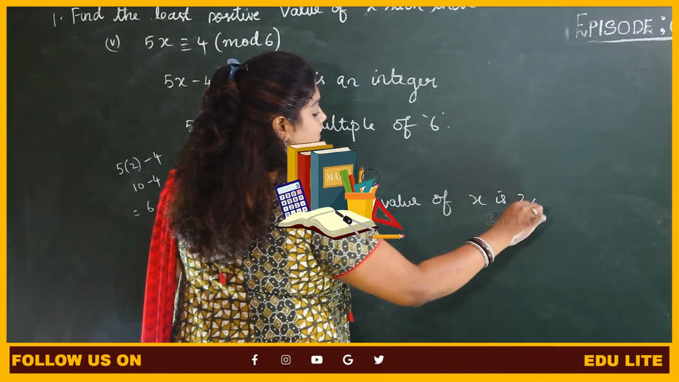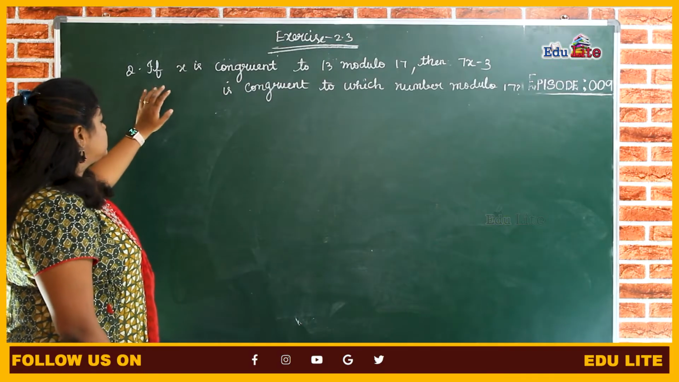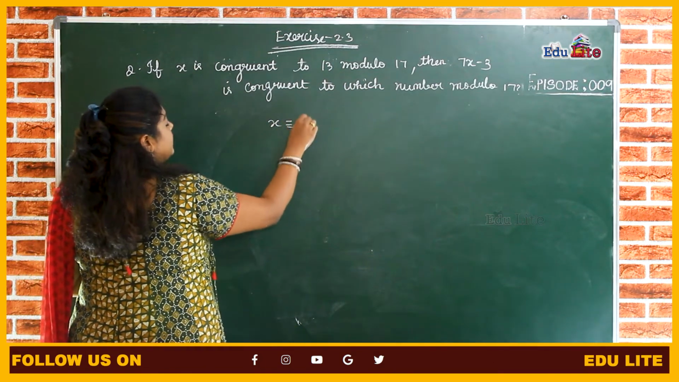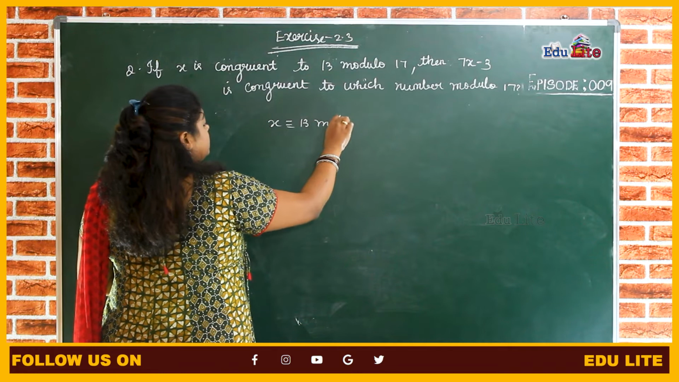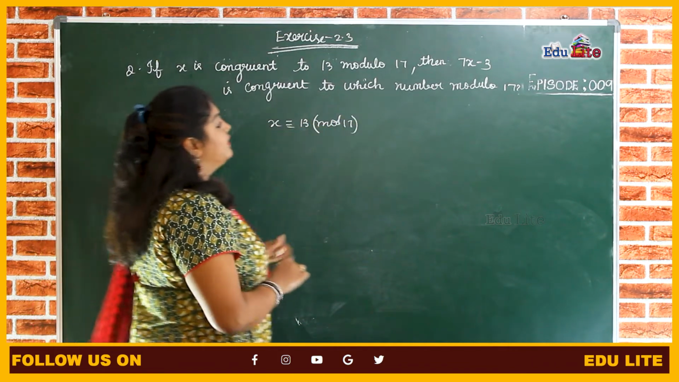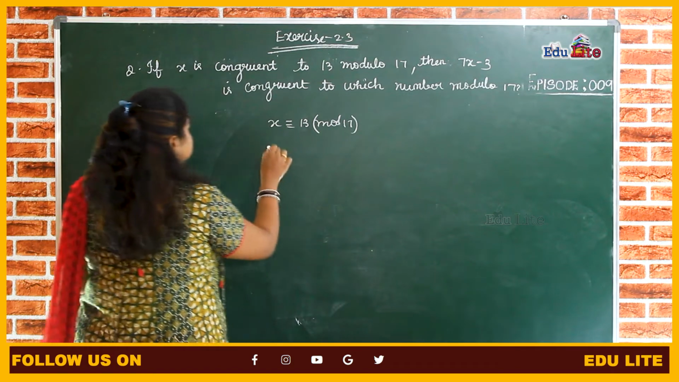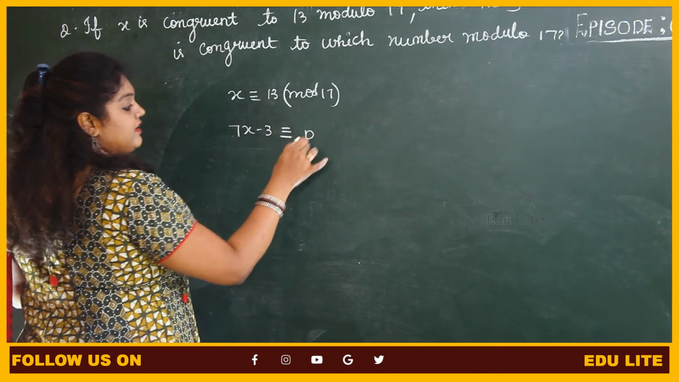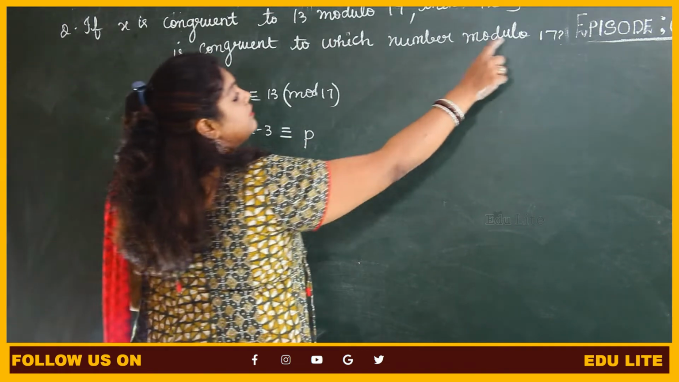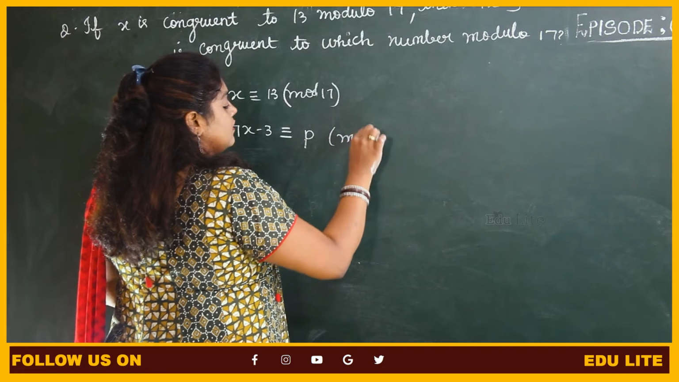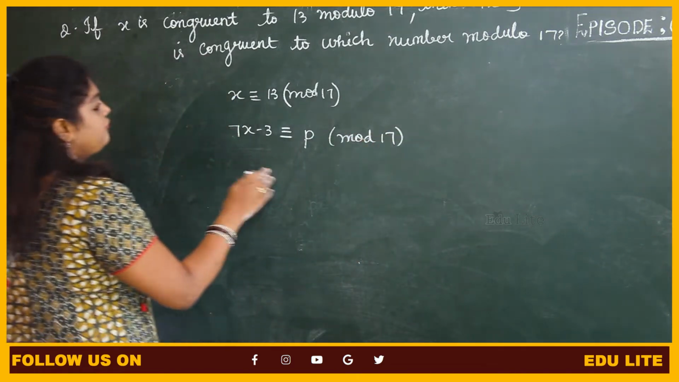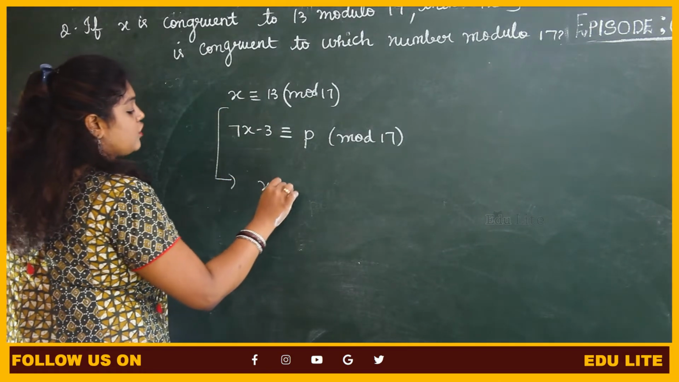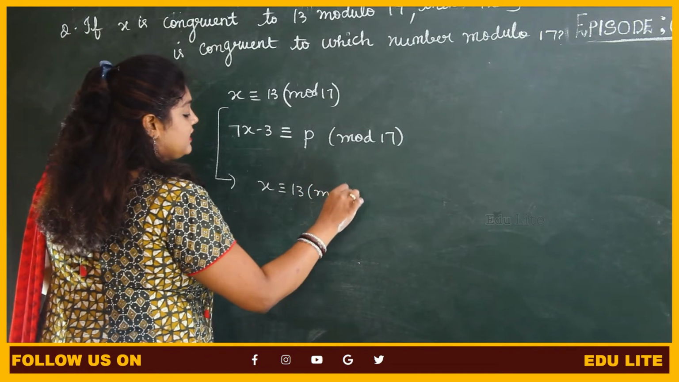So, the second problem is: if x is congruent to 13 modulo 17, then 7x minus 3 is congruent to which number? We don't know the number, we have to find it, so I am considering it as p mod 17. So, we have to find the value of p. For this, we are given this relation. So, I am going to consider x is congruent to 13 mod 17.